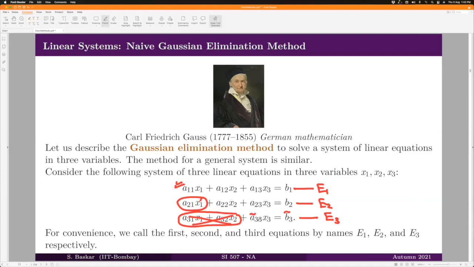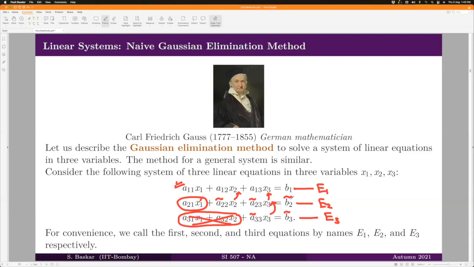Then x3 can be directly computed by taking x3 equal to B3 tilde divided by A33 tilde. Once we get x3, that can be substituted into the second equation, where you have the first coefficient is 0, and accordingly the other coefficients are modified. And once x3 is substituted, x2 is the only unknown in this equation, so you can obtain x2 also. And then you go back to the first equation, x2 is known, x3 is known, therefore x1 can also be obtained. So that's the idea of Gaussian elimination method.